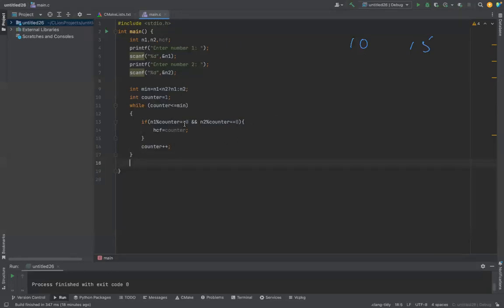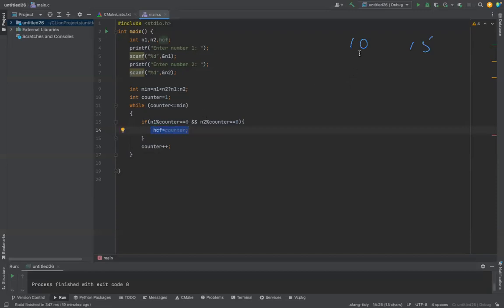Okay, now the counter is 2. When it is 2, 10 divided by 2, yes, it is perfectly divisible. This part is true. And n2 is 15, 15 divided by 2, no. 15 cannot be divisible by 2. This part is false. Therefore, 2 is not the highest common factor. That means this line won't be executed. Then it goes to 3. For 3, 10 cannot be divisible, but 15 can be divisible. But we need the AND sign. Again, it is false. So this line won't be executed for 3. And for 4, both cannot be divisible. For 4 also, this line won't be executed.